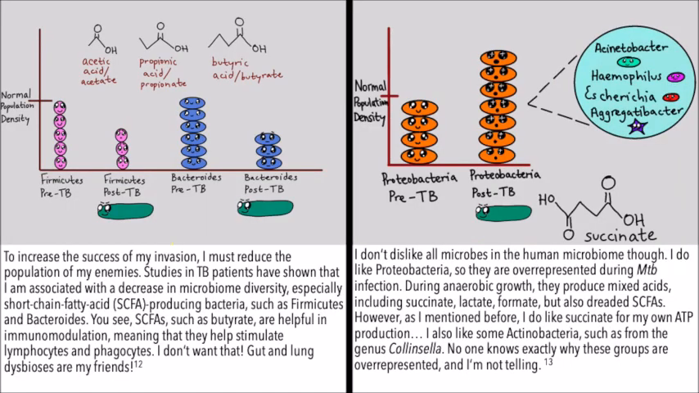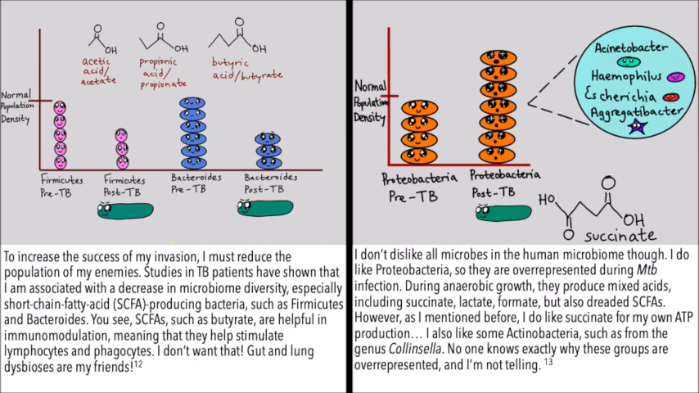To increase the success of my invasion, I must reduce the population of my enemies. Studies in TB patients have shown that I am associated with a decrease in microbiome diversity, especially short-chain fatty acid, or SCFA-producing bacteria, such as Firmicutes and Bacteroides. You see, SCFAs, such as butyrate, are helpful in immunomodulation, meaning that they help stimulate lymphocytes and phagocytes. I don't want that. Gut and lung dysbiosis are my friends.